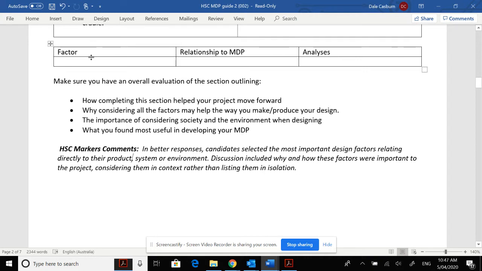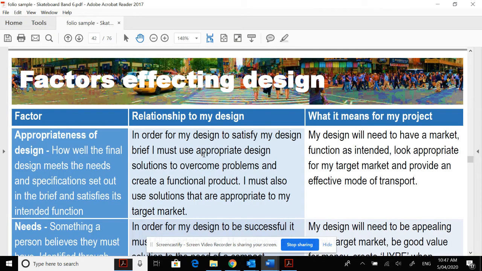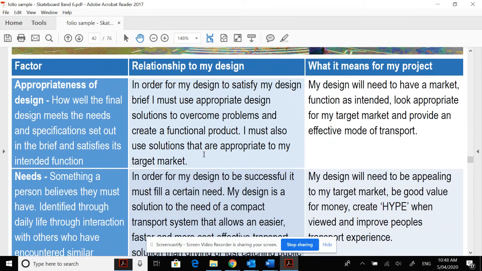So you didn't just explain the factor, pretty much. You explained the factor, you said how it related to your major design project, and you tried to succinctly say some analysis on that. So let's have a quick look at a sample. Factors affecting design. This is not a bad layout. Here's the factor. Here's the relationship to the design. Here's what it means for the project. So you're kind of hitting all those red words just by setting it out something like this.